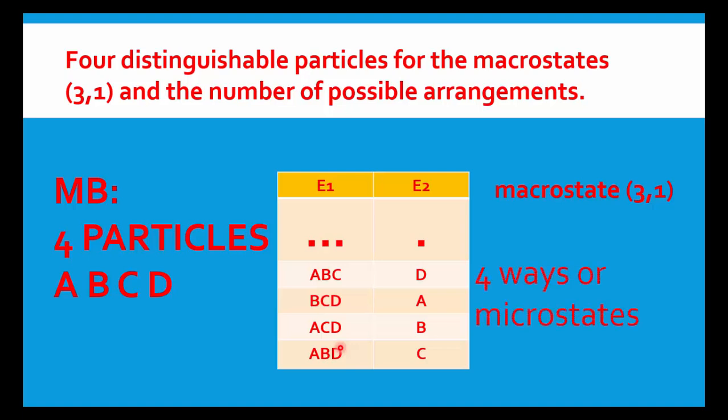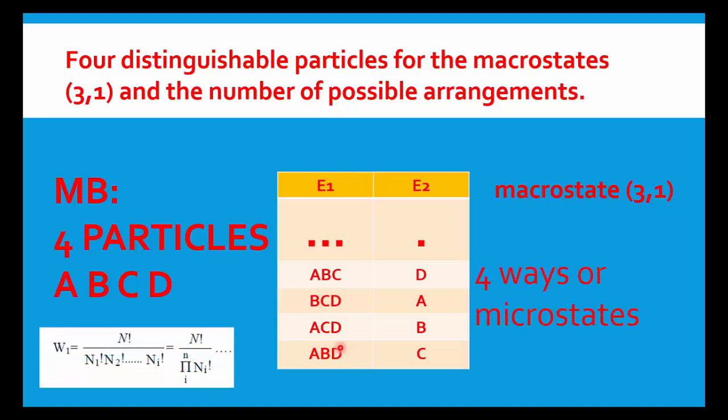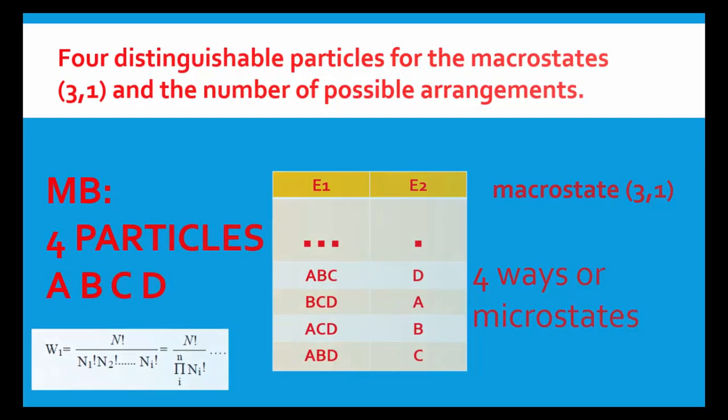But if anyone asks you how to calculate this from the theory, you can place the total number of particles. How many are there? 4. So factorial 4, divided by how many particles in the first energy level? 3. So factorial 3. How many particles in the second energy level? 1. So factorial 1. If you place 4 factorial by factorial 3 into factorial 1, after calculation you will get 4 ways, or 4 microstates. The thermodynamic probability is equal to 4.